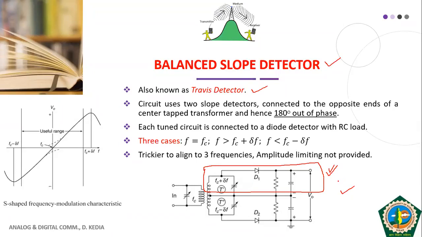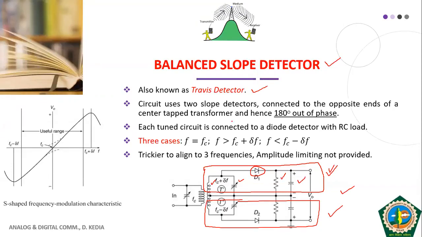So in balanced slope detector, instead of one basic slope detector, we have taken two basic slope detectors. As I told you in the previous slide, we will have an LC circuit, which is a tuned circuit, tuned to a certain frequency. Then we will have a diode as envelope detector. Then we will have RC, resistance and capacitance. Your upper portion was only in the basic slope detector. In balanced, we will have two such circuits.